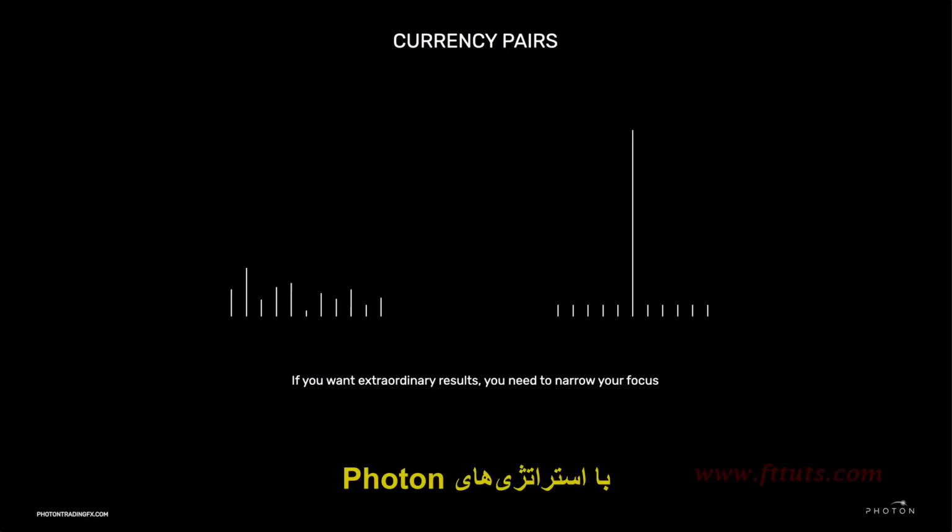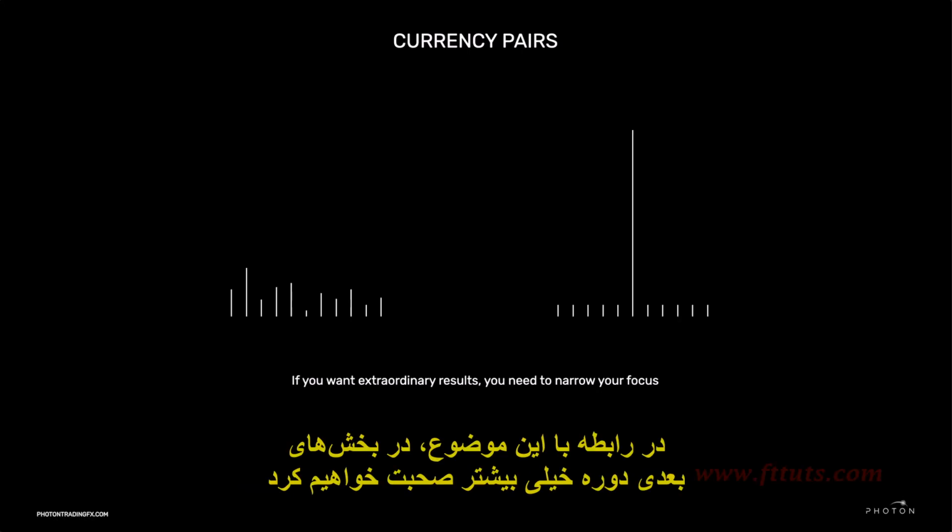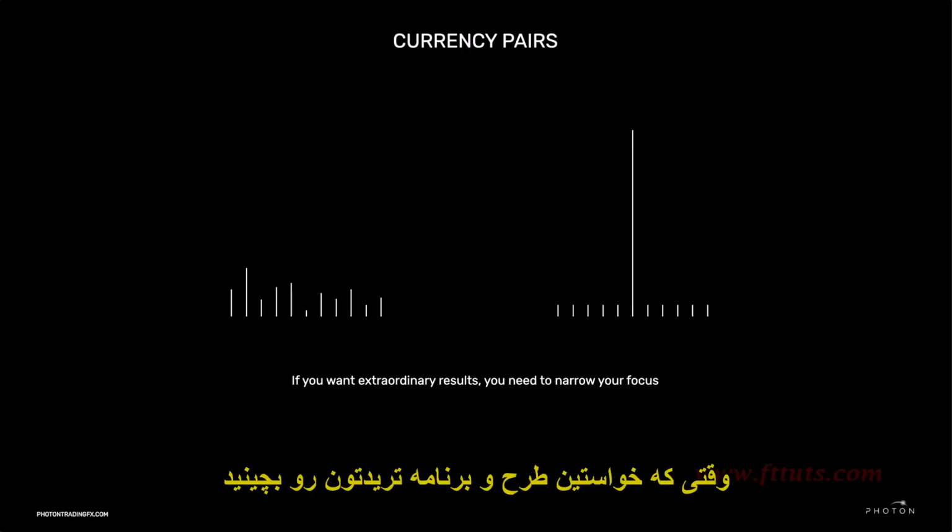Now, with the Photon strategy, you will find that there is literally an overwhelming abundance of opportunity on a daily basis on even just one currency pair alone. So if you want extraordinary results, it is highly advised that you narrow your focus onto just one or even a few pairs and really spend time mastering those. We're going to discuss this in much more depth in a later module in the course when you start to put your trading plan together. But some of the main pairs that most traders in our community focus on are euro dollar, pound dollar, Aussie dollar, and pound yen. But don't worry too much about that just now.